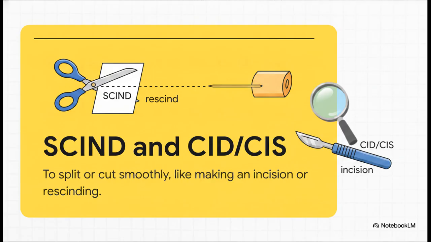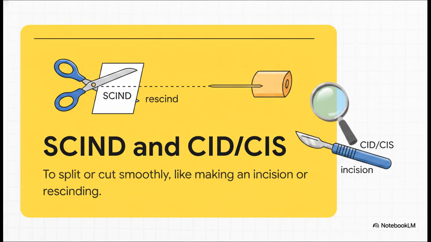Meanwhile, look at SCIND and CIS or CISE. SCIND acts a lot like splitting scissors. Rescind means to cut back or cancel something. And CIS or CISE acts like a super sharp surgical blade, cleanly cutting away. Think of an incision made by a doctor, or being concise in your writing, which literally means taking a sharp blade and smoothly cutting away all the unnecessary words.